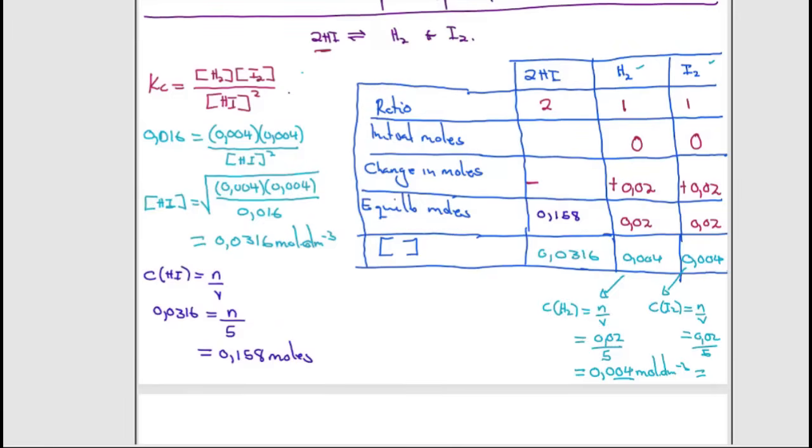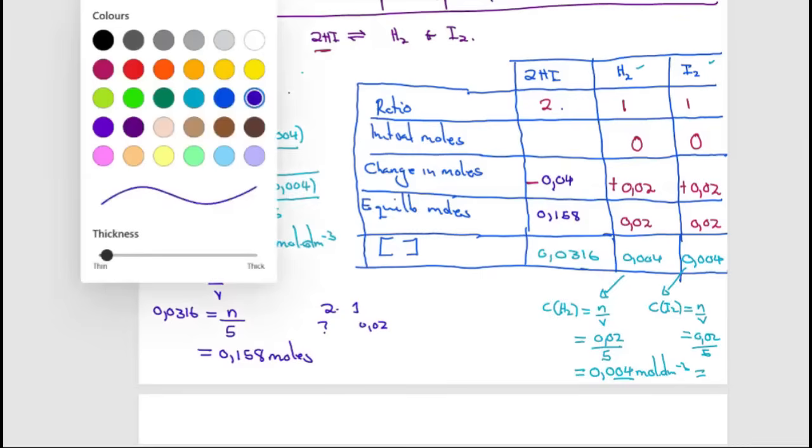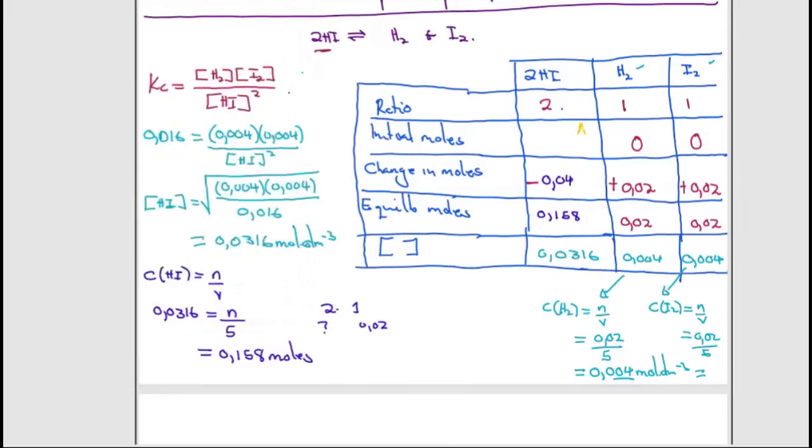Now, for us to get the change, we are supposed to use the mole ratio. The mole ratio says 2 is to 1. For hydrogen we're using 0.02. What does that mean on this side? It means we are going to use double. Therefore, I'm going to multiply 0.02 by 2, and my answer is 0.04. Mathematically, I'm starting with A, then I get my change, and if I subtract B, I'm going to get the value of C.